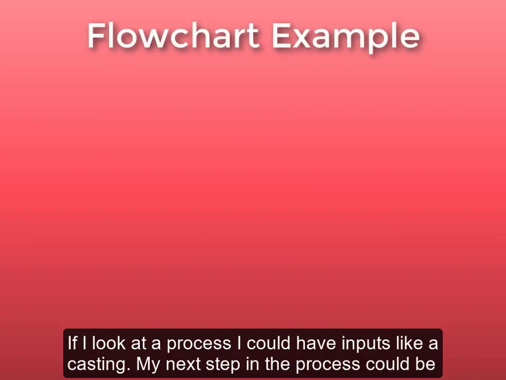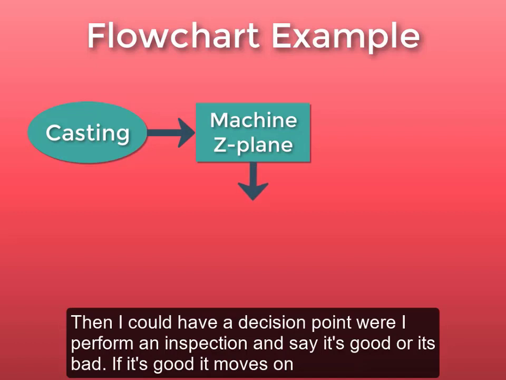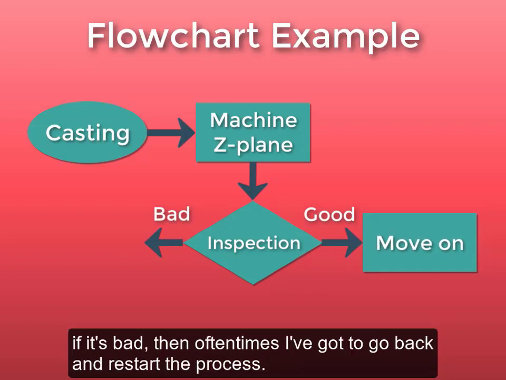Now, if I look at a process, I could have inputs like a casting. My next step in the process could be machining the Z-plane. And then I could have a decision point where I perform an inspection and say it's good or it's bad. If it's good, it moves on. If it's bad, then oftentimes I've got to go back and restart the process.